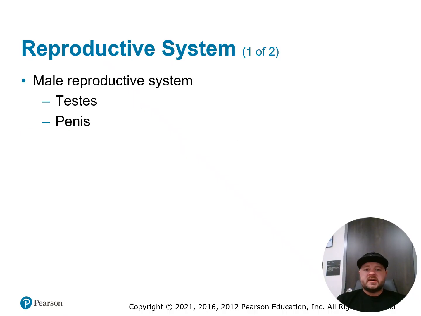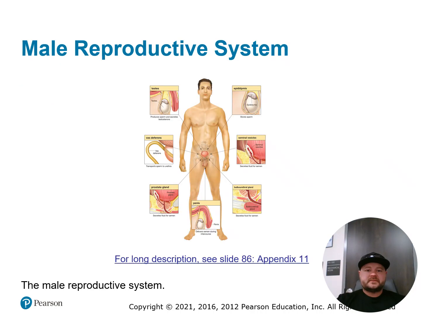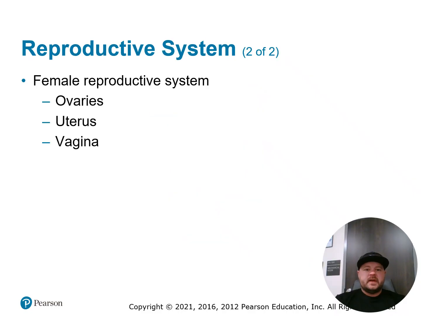So the reproductive system, we have the male reproductive system. The testes and the penis are male reproductive organs. And then the female reproductive system, we have ovaries, uterus, and the vagina.